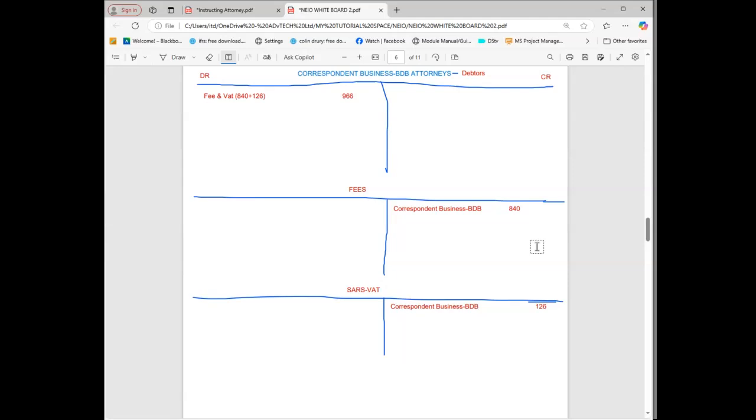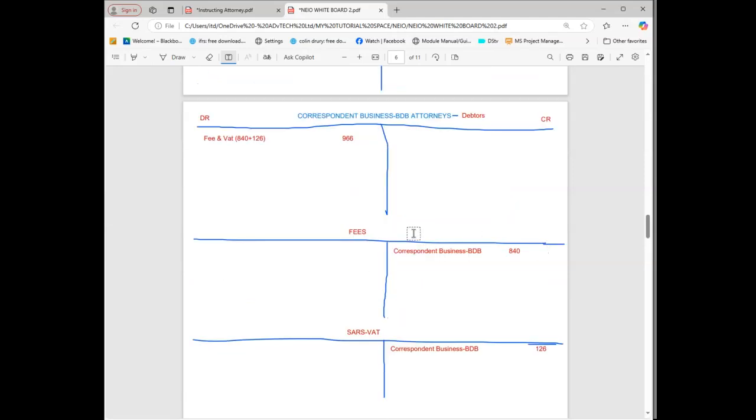Let's pause so that we can reflect and check the relationship between these three accounts. I want you to remember these three accounts. It doesn't matter whether you are dealing with the correspondent or with conveyancing. The way to charge the fees will always remain the same.